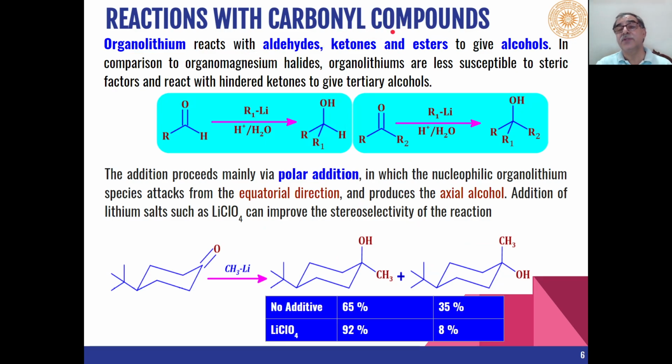First is reaction with carbonyl compounds. As I have told you, organolithium compounds react with aldehydes, ketones and esters, and corresponding alcohols are formed as the product. And these alcohols may be primary, secondary or tertiary depending upon the type of carbonyl compound which is used during these reactions. You can see over here, if aldehydes are reacted with alkyl lithiums, they will give us secondary alcohols. Ketones will give us tertiary alcohols as the product.